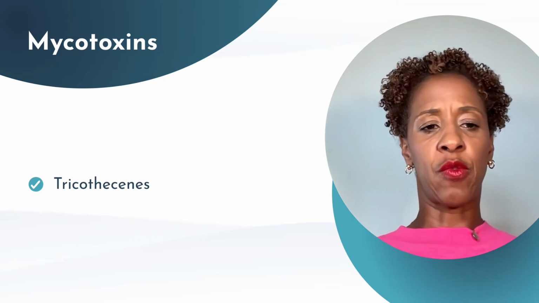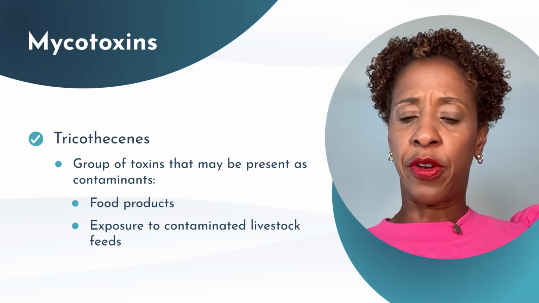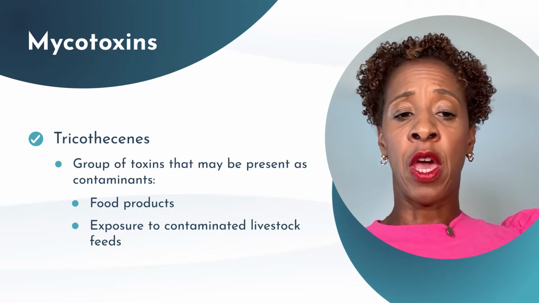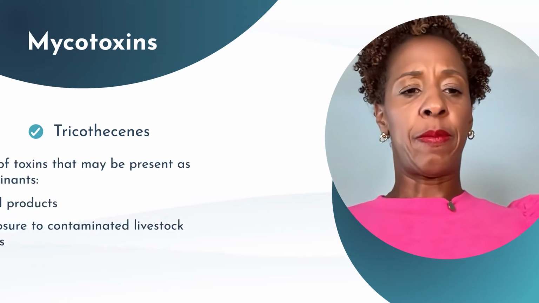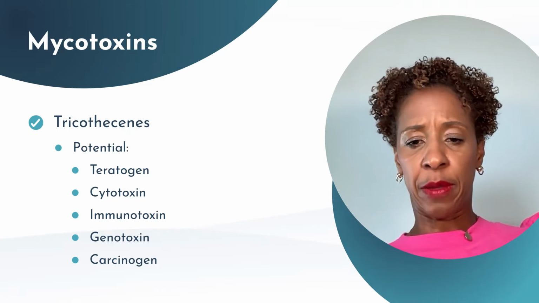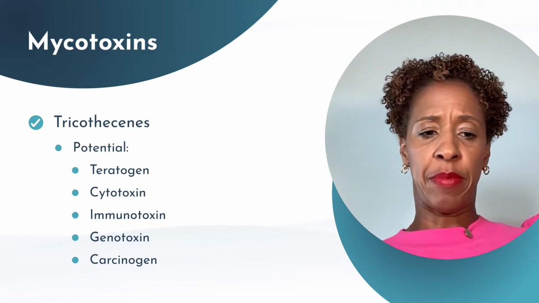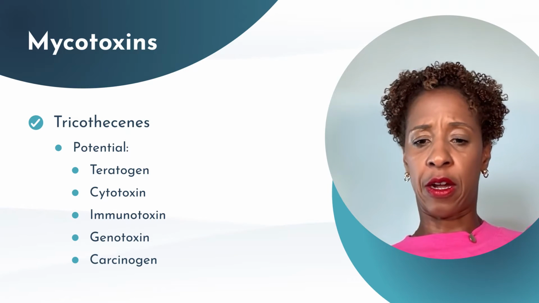Okay, so we have our next one here, trichothecenes. This is a group of toxins that can be found thriving in food products, also any contaminated livestock feed. And the other thing that we know about this potential toxin is that it can impact the development of the fetus, can be a cytotoxin, harmful for your immune system, DNA, and a carcinogen.